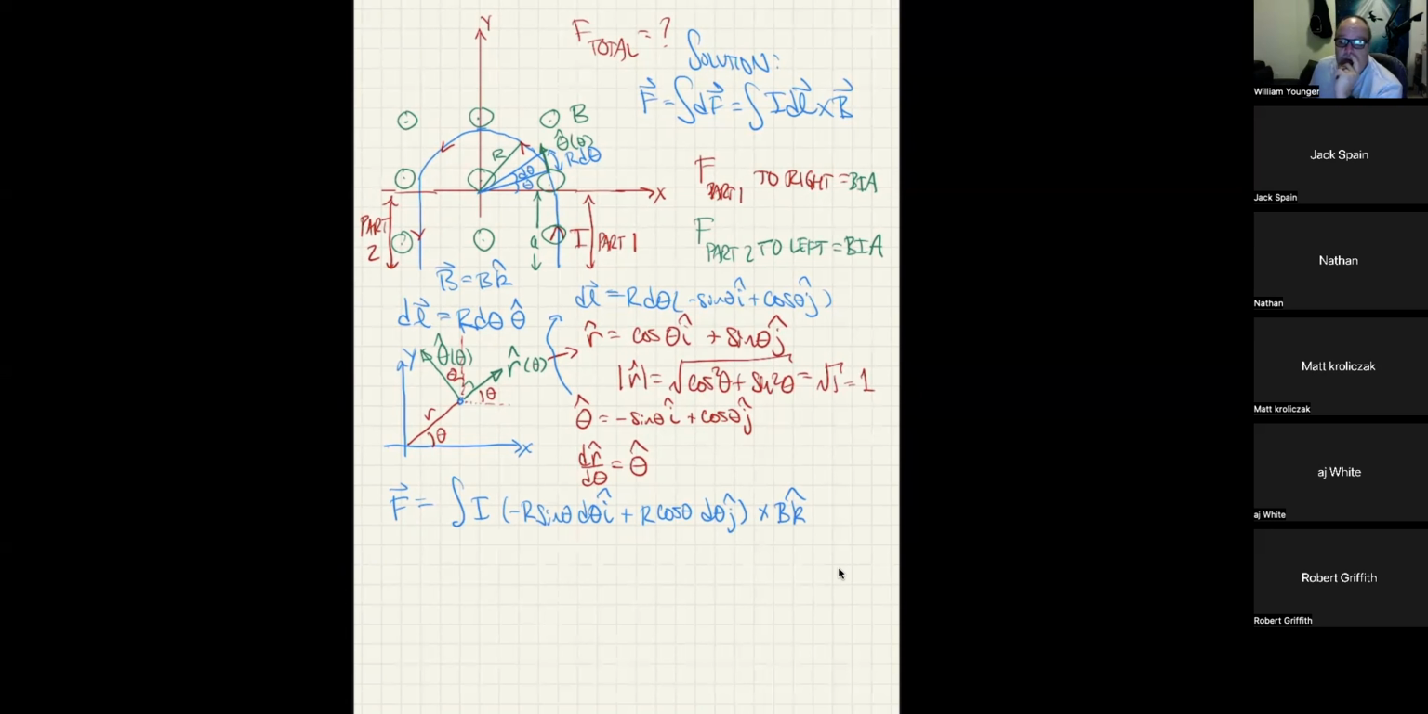So you can do the individual cross products and everything, but really it just helps you to know that i hat cross j hat is equal to k hat, and i hat cross k hat just gives me negative j hat, and j hat cross k hat gives me i hat. So that's the way I can actually work this.